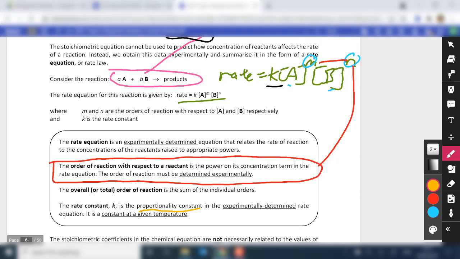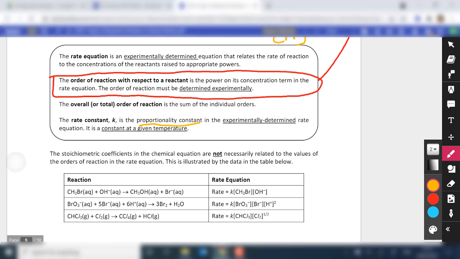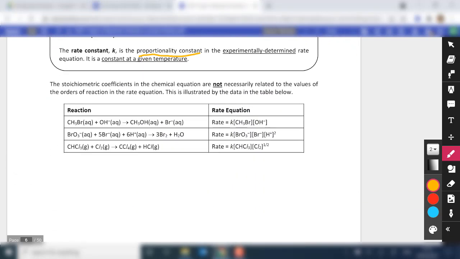Another common misconception that students might have is, must the rate equation only look like this? Can you take fractions? Is it possible to have 1 over A, something along those lines? Yes, it's possible, but you rarely see them in H2. Rarely. So let's just move on from here.